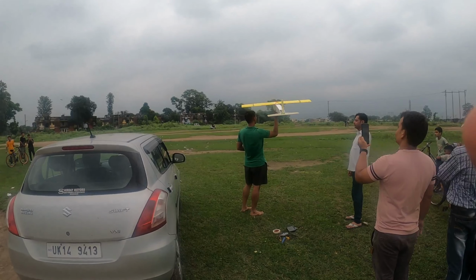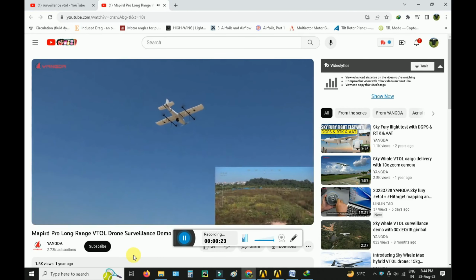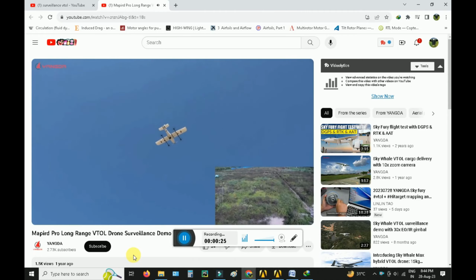Hi, my name is Gaurav and I love to make and fly RC planes. 10 months ago, I decided to build a VTOL, aka vertical takeoff and landing RC plane.